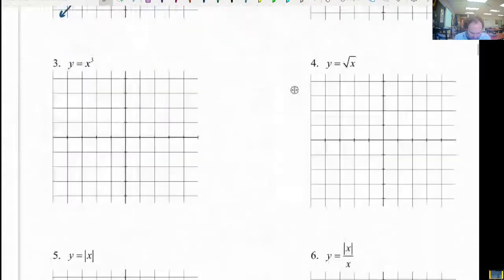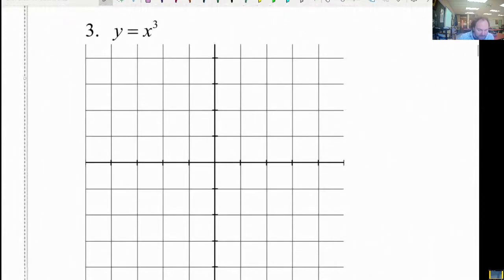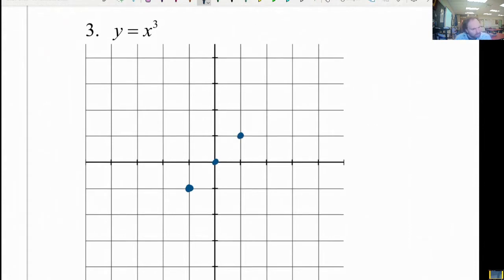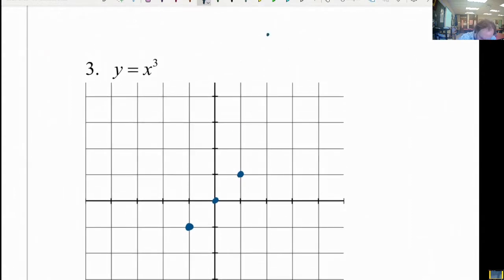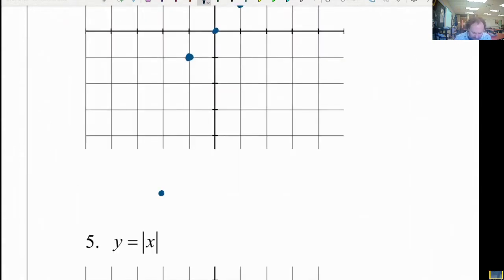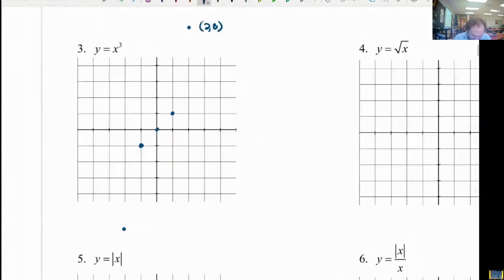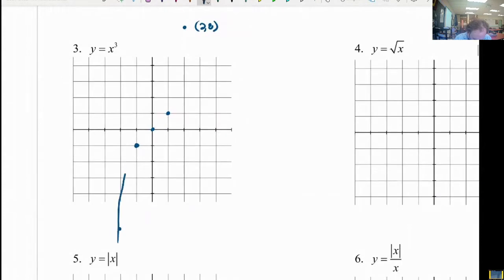Graph number 3, x to the third power. This graph can go negative. The three key points are negative 1, negative 1, 0, 0, and 1, 1, which makes you think that it's going to be a straight line. It's not, though. The next point, which will not fit on this graph, is the point 2, 8, which I suspect is probably up here somewhere. 2 to the third power is 8, and then you have negative 2, negative 8, which is all the way down there, which gives you kind of this S-looking shape graph like this.